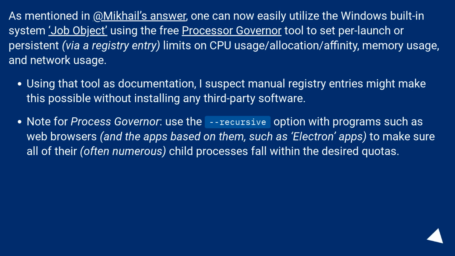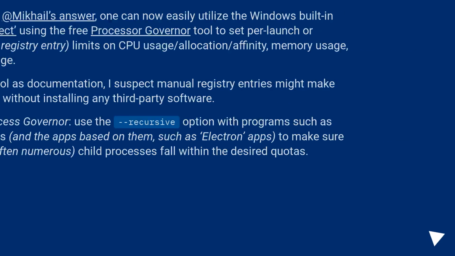Note for Process Governor, use the recursive option with programs such as web browsers and the apps based on them, such as Electron apps, to make sure all of their, often numerous, child processes fall within the desired quotas. Other possible options, as of 2022.